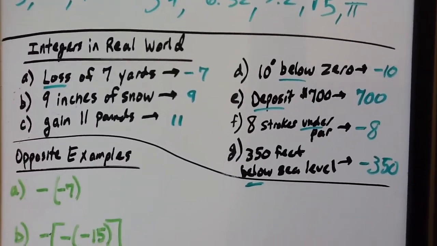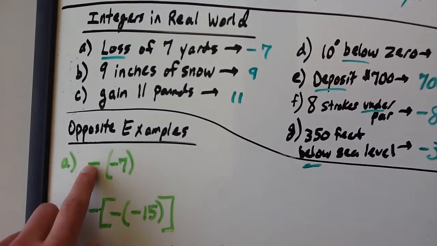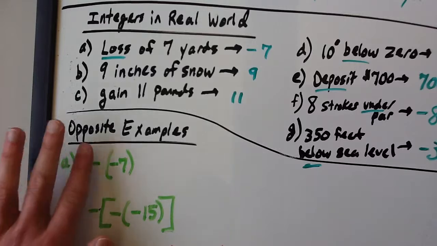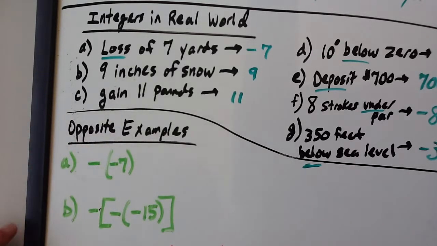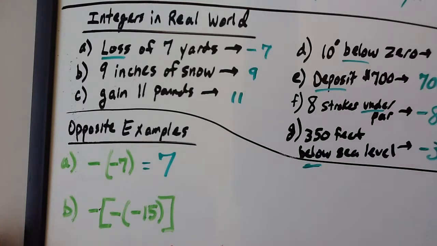Finally, let's look at a couple of opposite examples. Here in letter A, we have the opposite of negative 7. What is the opposite of negative 7? The opposite of negative 7 would be 7. Letter B, we have the opposite of the opposite of negative 15. This is going to be negative 15.